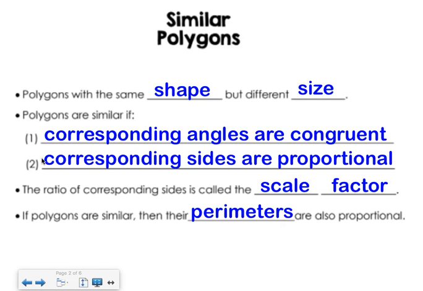That's all that means. The ratio of your corresponding sides is called the scale factor, so like how big or how small you're shrinking something or enlarging it. And if polygons are similar, then their perimeters are also proportional.